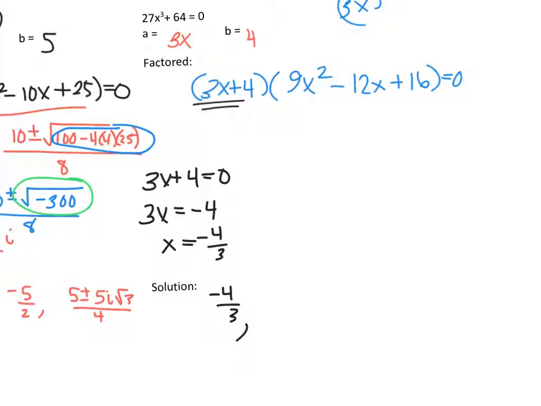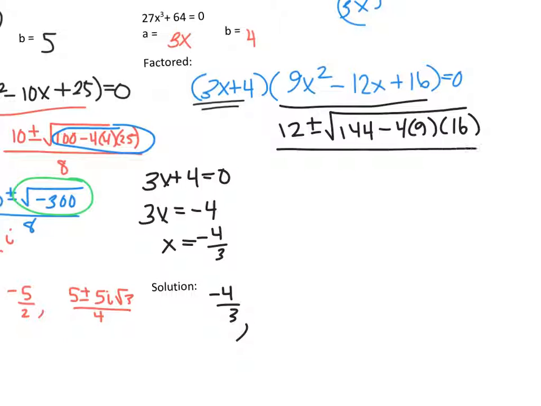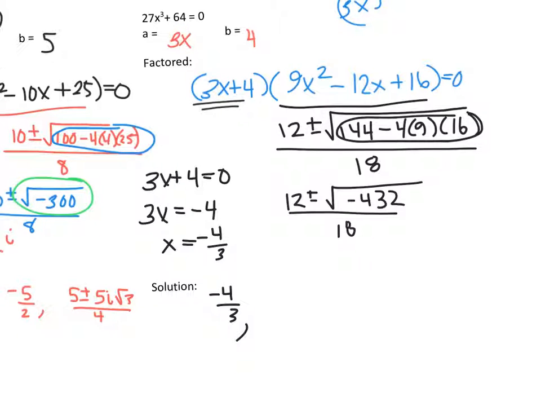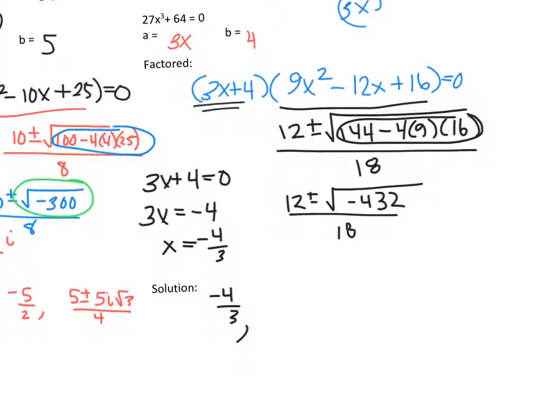And I'm going to use the quadratic formula to solve this quadratic right here. So it's going to be negative b, which is 12, plus or minus the square root of b squared, which is 144, minus 4 times 9 times 16, all over 18, 2a. So if I do 144 minus 4 times 9 times 16, I get 12 plus or minus the square root of negative 432 over 18. So I know it's going to have an imaginary number with it. So I know it's going to be 12 plus or minus the square root of 432i, i's on the outside, over 18.